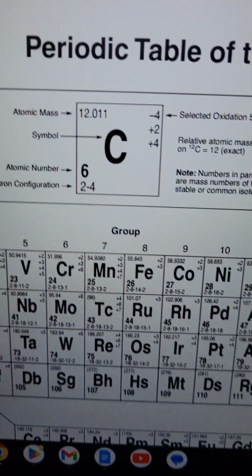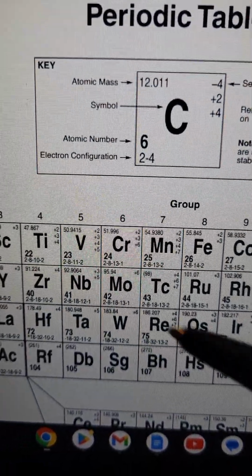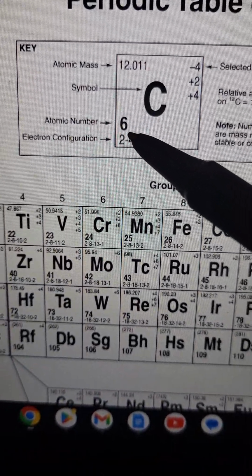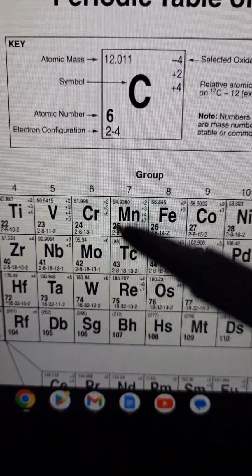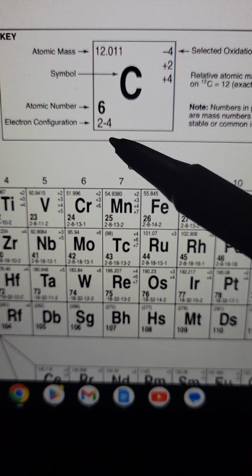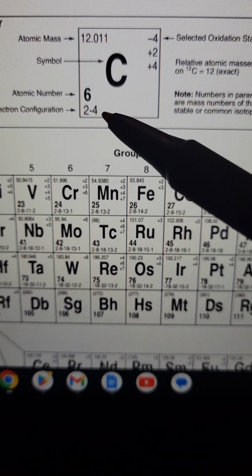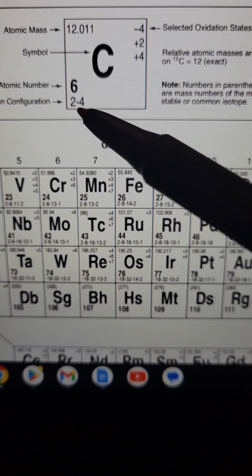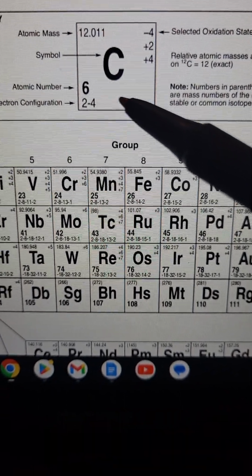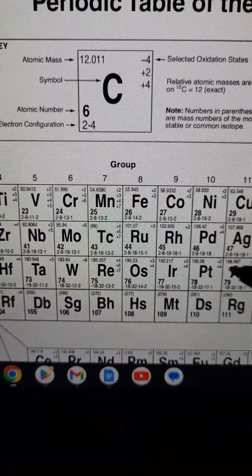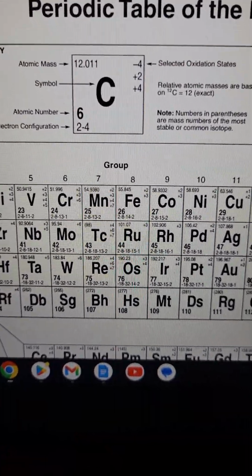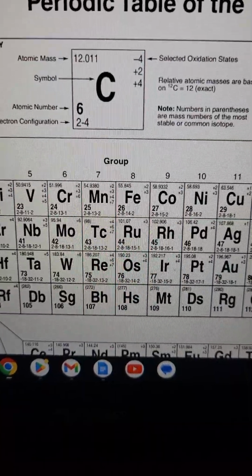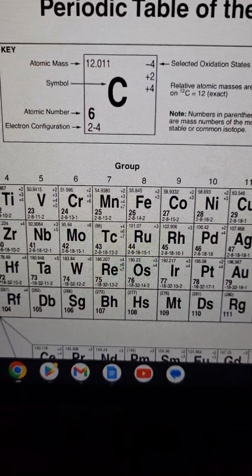So if you look at your reference table, and we'll just use the big C that's at the center. So you can see, according to the key, that the number 6 is its atomic number. So no other element is the number 6. So only carbon is atomic number 6, and that atomic number corresponds to how many protons there are. So there's 6 protons in a carbon atom. And you can see that none of the other then have 6 protons. So the number of protons, the atomic number, is what determines the identity of an element.